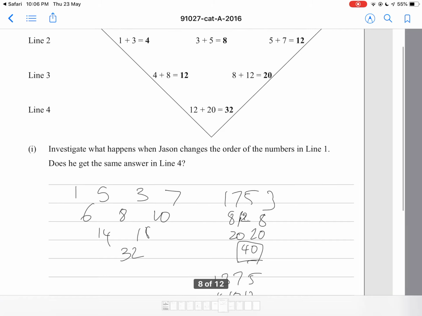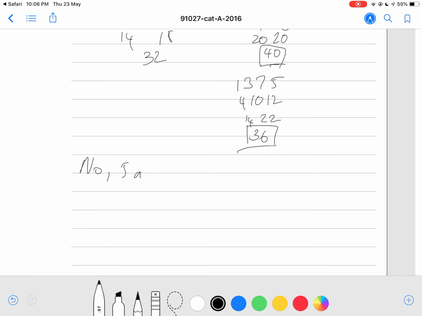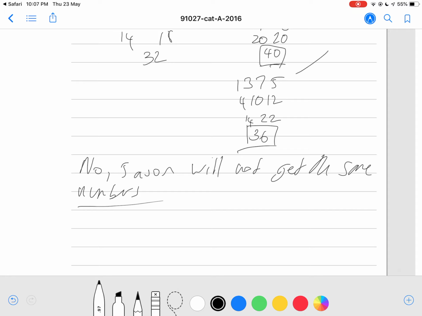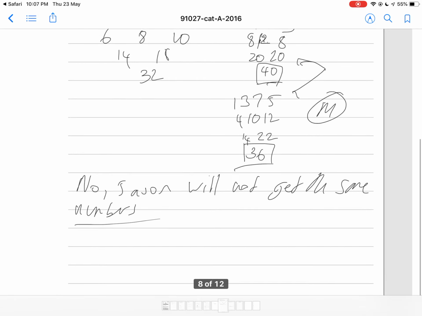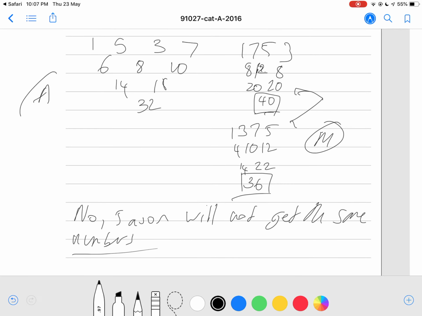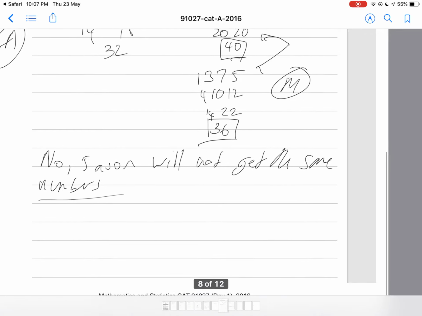So basically, you can conclude that Jason will not get the same numbers. Okay, and that's at least two different triangles set up resulting in two different numbers. So if you set up two different triangles here, that's going to get you a merit grade. Okay, and to get an achieved grade, you're only showing one arrangement. So for one arrangement you'll get an achieved, but you need two to get a merit.